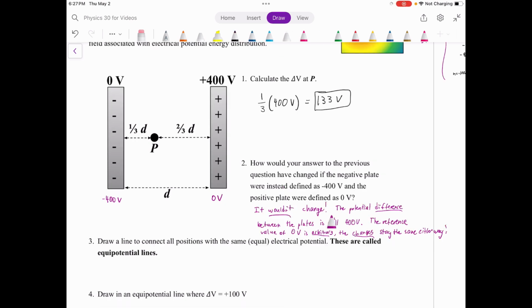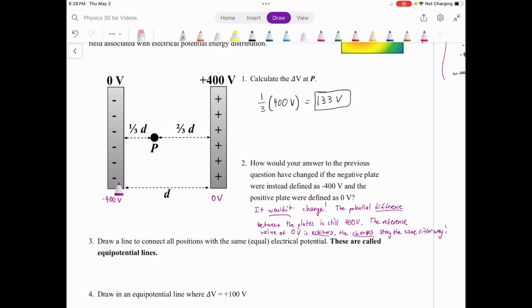Okay, so just summarizing there, the potential difference between the plates is still 400 volts, right? The reference value of 0 volts that is chosen is completely arbitrary. It's just saying, okay, we got to pick some point to reference to because we're thinking about changes, right? So it's hard to think about changes if you're not thinking about changes from what, okay? Either way, the changes stay the same.